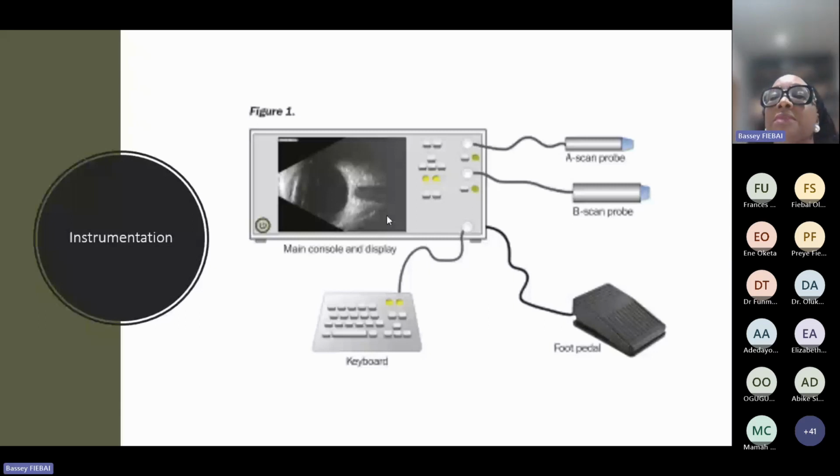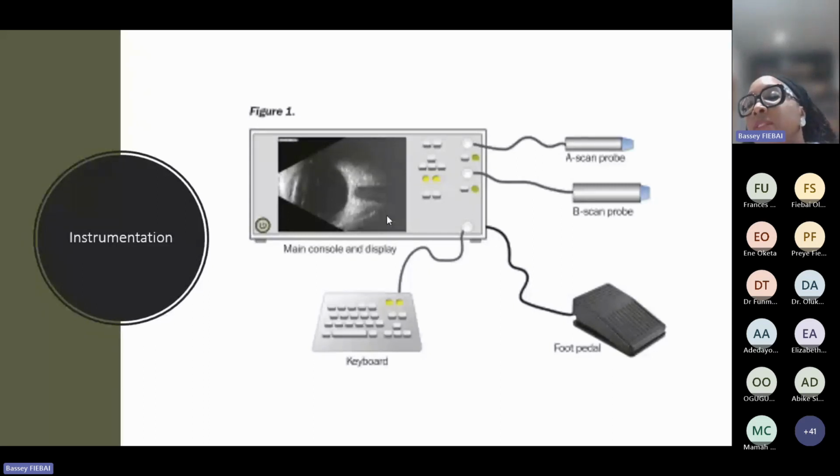If you get the system that has the B-scan probe only, just make sure that you can access the A-scan vector on it, because the A-scan vector needs to be superimposed over your B-scan echogram for you to be able to interpret your echogram properly. It also has a foot pedal that is used to capture the images as you scan, and of course the keyboard where you input the profile of the patient that you're scanning.